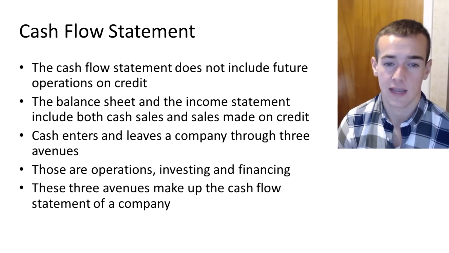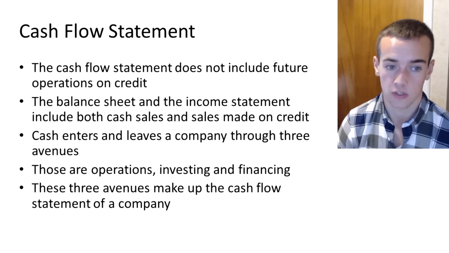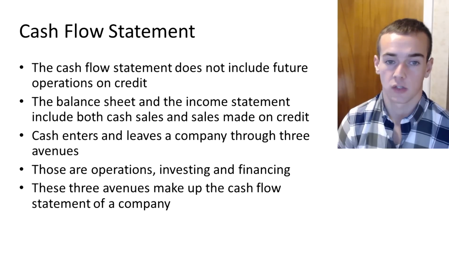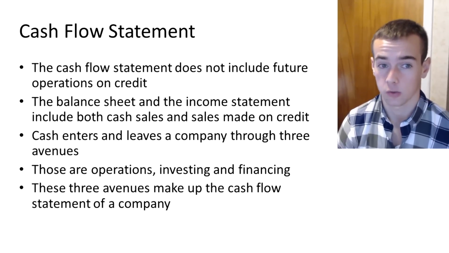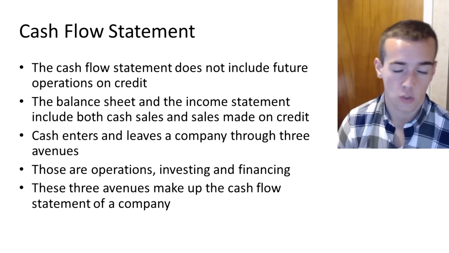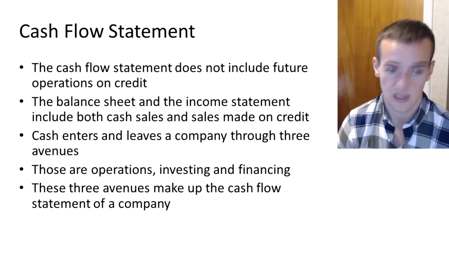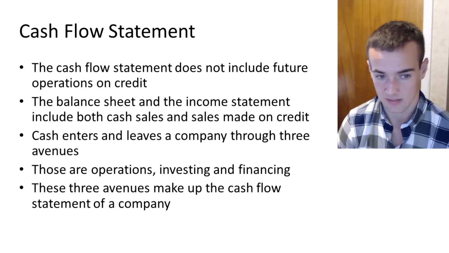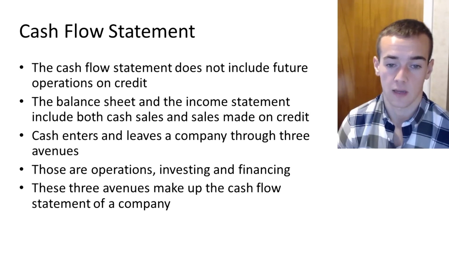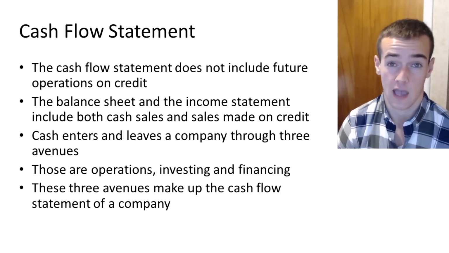The balance sheet and the income statement include both cash sales and sales made on credit, while the cash flow statement only includes the cash sales. So any sales made on credit that are going to be paid in the future are not included in this cash flow statement. So essentially cash enters and leaves a company through three different avenues, and those avenues are operations, investing, and financing. And these three avenues make up the cash flow statement of a company, so we're going to break down each of these three avenues now.